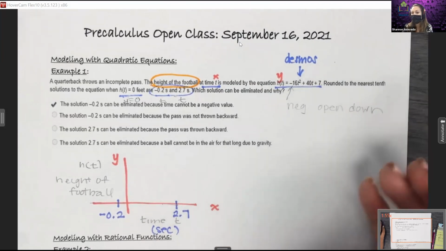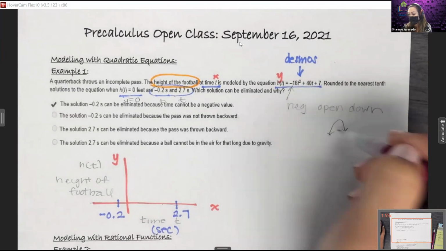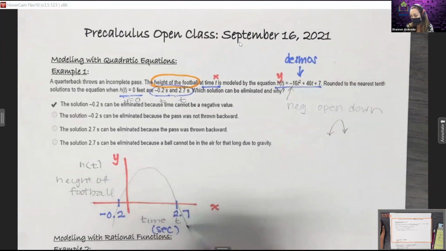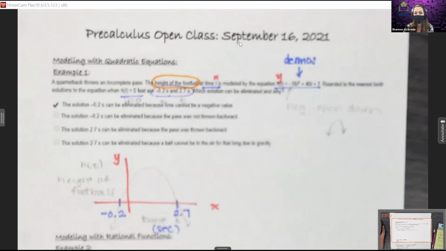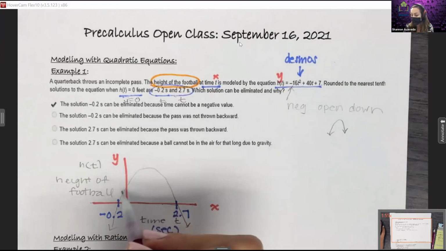If it's positive, then my parabola opens up. So if it's negative, the parabola is going to open down. So this football is thrown and it goes through these 2 points. Okay. First off, this is where the ball is going to be thrown from.